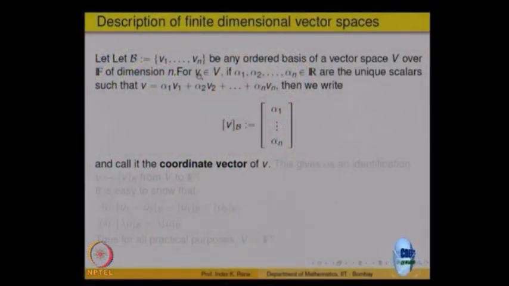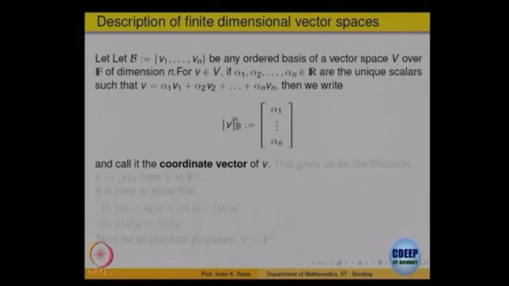For every vector in finite dimension, what is the advantage of finite dimension? That means there is an ordered basis. Finite dimension means there is a finite basis for that, right. Given a basis, every element will have a combination, right. Every vector V is a linear combination of them. So, alpha 1, alpha 2, alpha n are known.